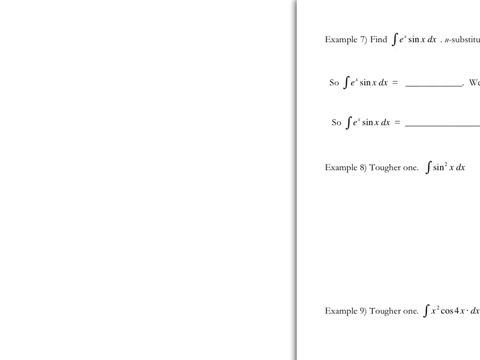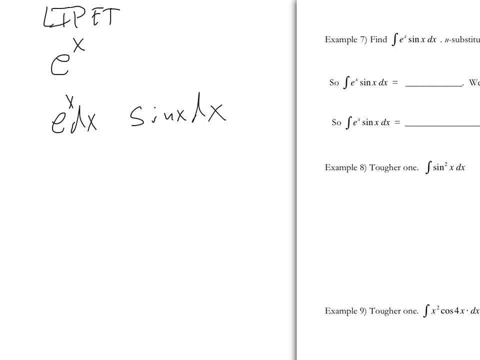Well, if we think about LIPET, I'm supposed to use exponentials before trigs, so e to the x is u, sine x dx is dv. So the derivative of e to the x is e to the x dx. The antiderivative of sine is negative cosine x.